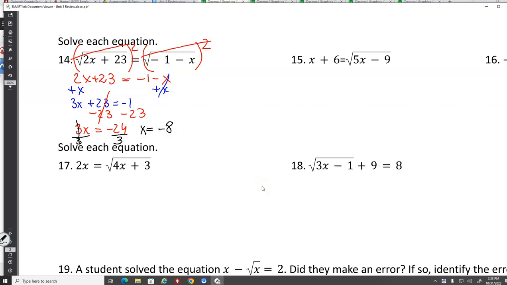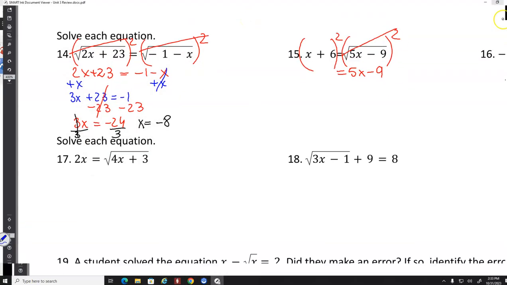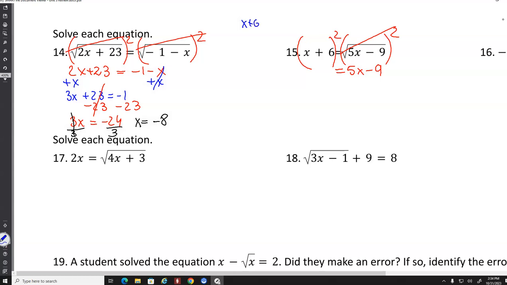Now for question 15. Again, there's nothing attached on the right side around that radical, so that means I can square that, which means I have to square the left. It's going to drop the radical off, which leaves me with 5x minus 9 on the right side, where the radical disappears. On the left side, I get x plus 6 squared. That means there's two of them.